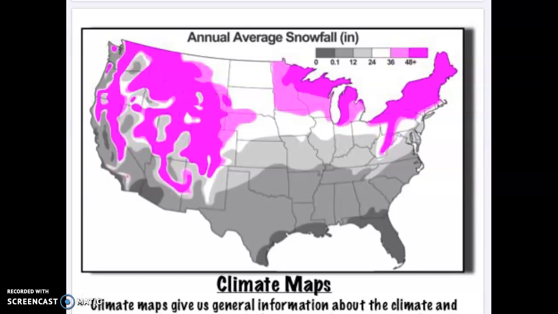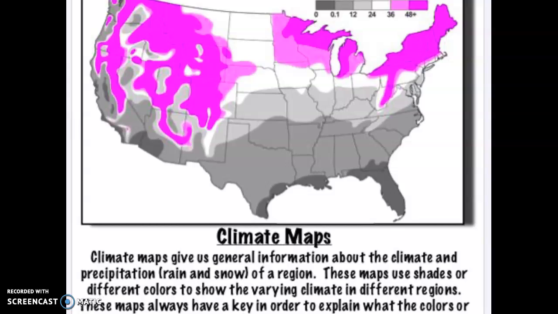So now we're looking at a different type of map. This map is called a climate map. And as it says at the bottom in the definition, climate maps give us general information about the climate and precipitation, such as rain and snow, of a region. These maps use shade or different colors to show the varying climates.